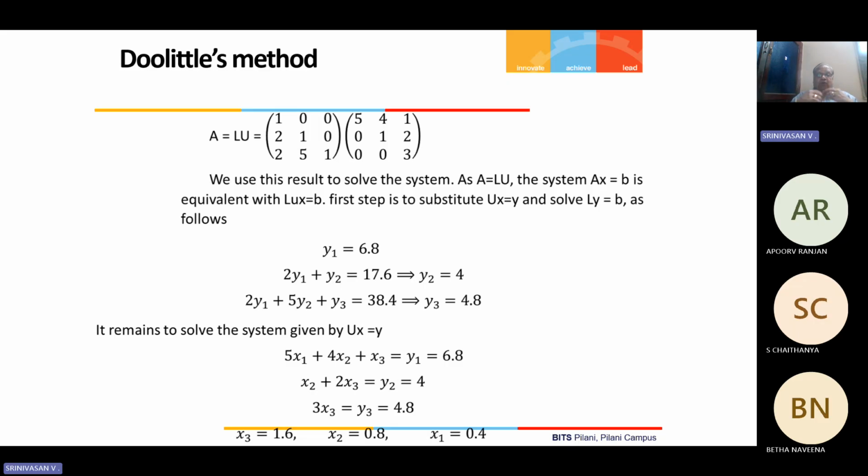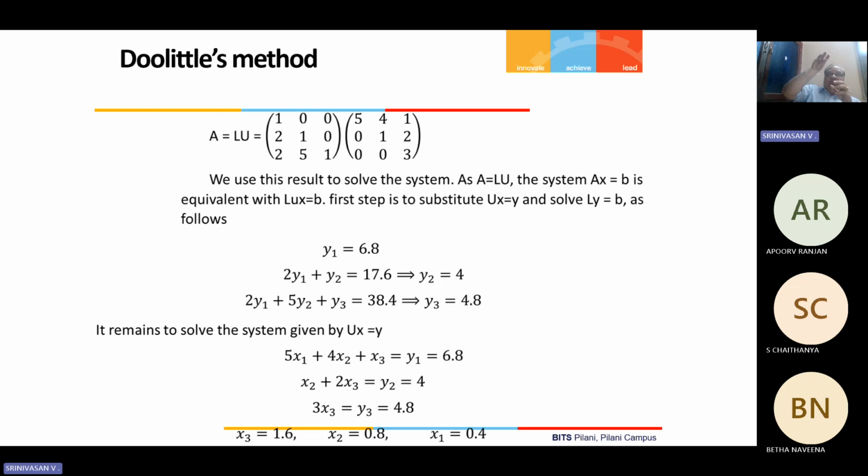Okay. Now we are going to shift to the solving, which is going to be the first-time experience for you of getting into the groove of solving two systems, one after another. Which one we take first, which one we take next, and we get to know the values of ultimately the unknowns that are available in your question. We use this result to solve the system. As A equal to LU, the system AX equal to B is equivalent to LUX equal to B. First step is to substitute UX equal to Y and solve LY equal to B as follows.